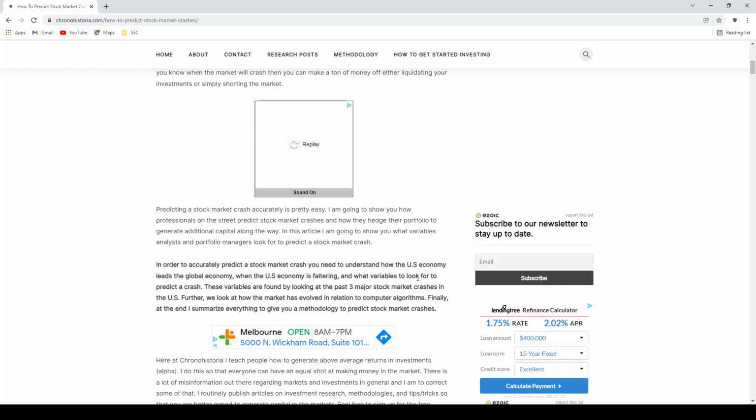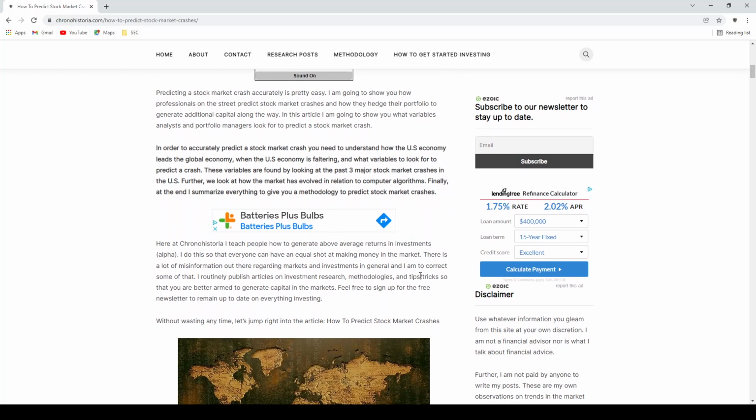So we're going to look into how you can make money from this type of stuff. We have to touch on the algorithms, the advanced computer trading algorithms that essentially auto price risk, and then I'm going to give you the methodology to predict the stock markets.